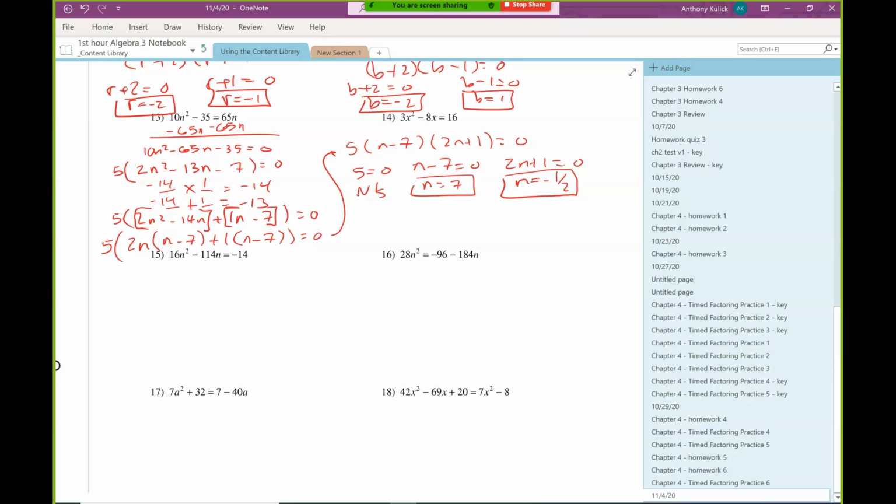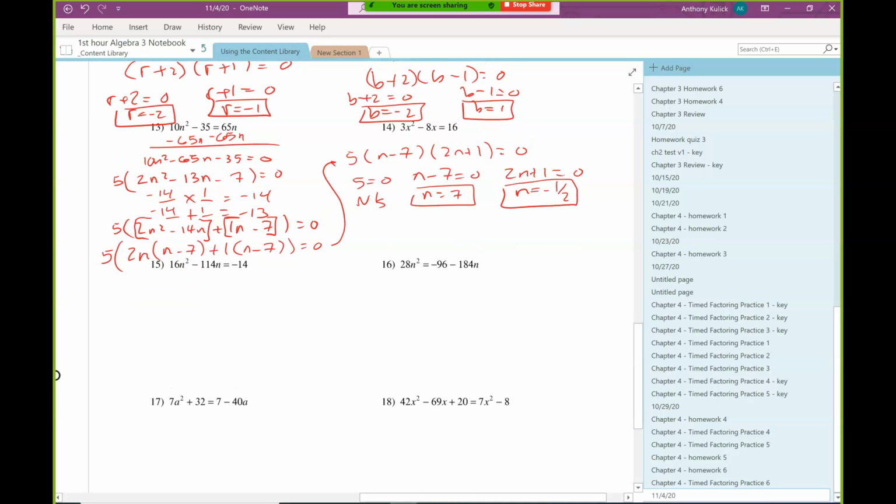Okay. You guys feel better about these sheets here? I hope so, right? It's essentially still just factoring, right? There's not much more to do when we solve something by factoring than there was just factoring.